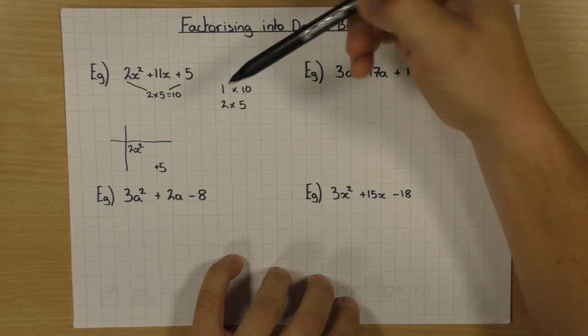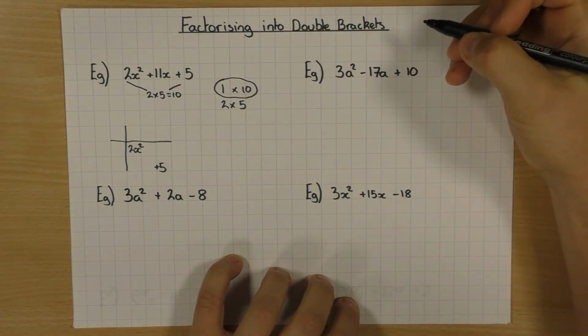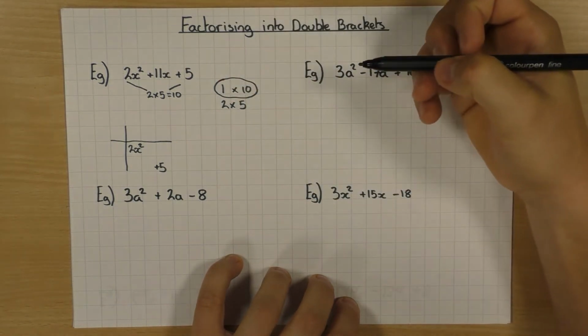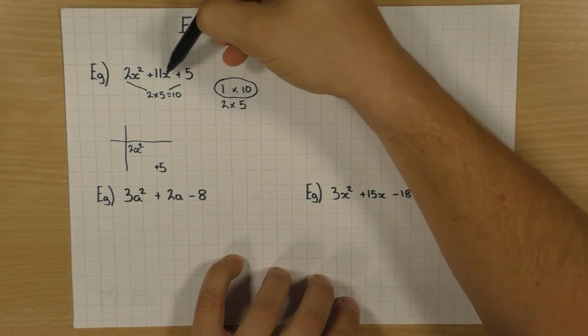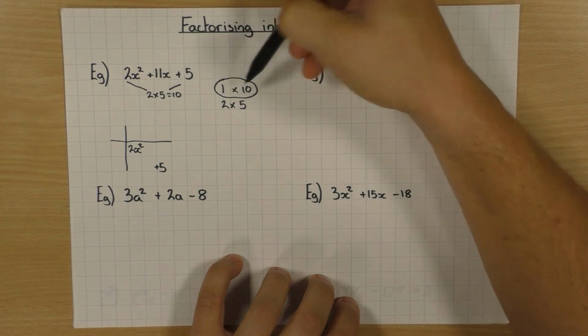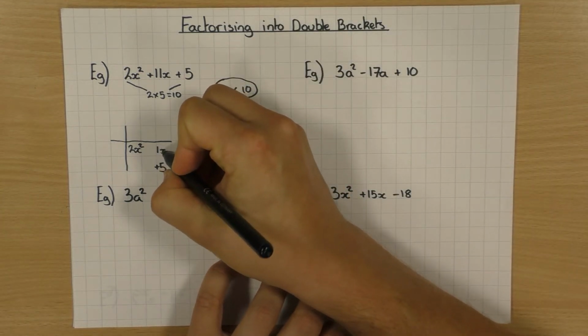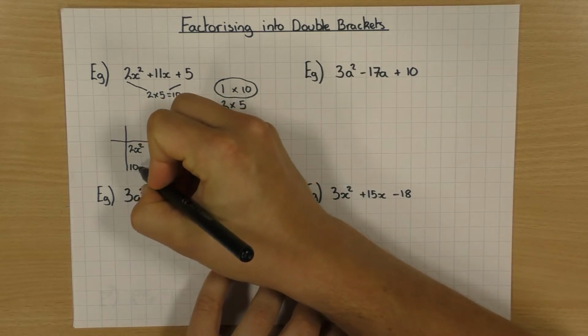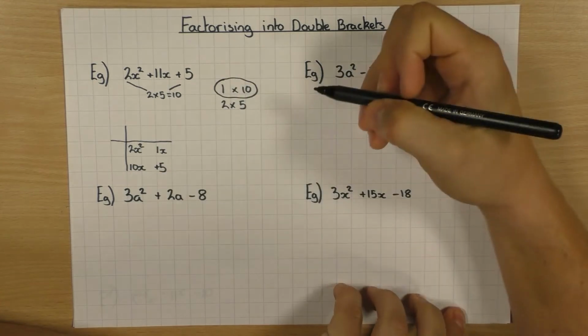Okay, now if we look at these two, it's clearly going to be 1 and 10, because we can add 1 and add 10 to get 11. Okay, so they're the pair that I want. So instead of having 11x, I'm going to have 1x and 10x. I'm going to put that in here. So 1x and 10x. Okay, so this is going to be our answer.